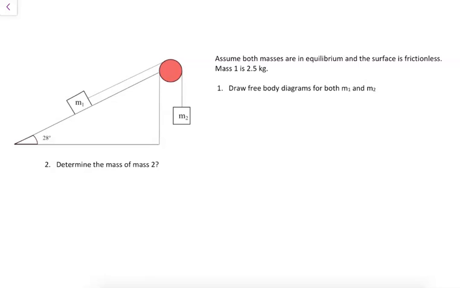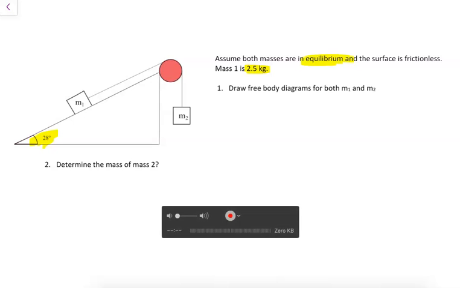The keyword here is equilibrium, so we know the net force is 0. We also know mass 1 is 2.5 kilograms, and it doesn't say it, but in the diagram we have a 28-degree incline. So I'm going to pause the video. In 5 seconds, I will show you my free body diagrams. You can check them on your own, and then I'll give you some time to work on finding the mass of mass 2.